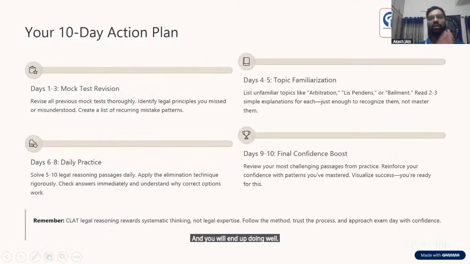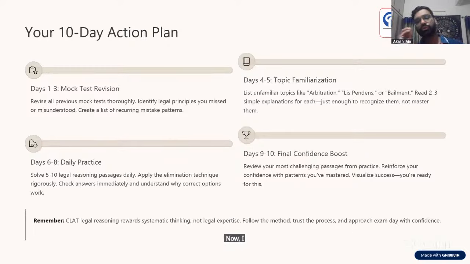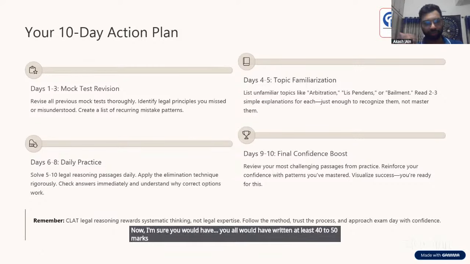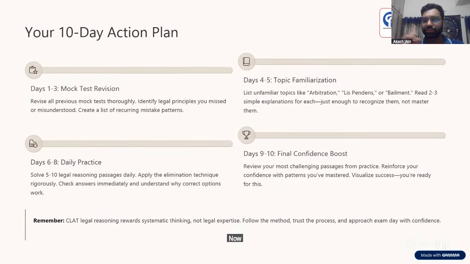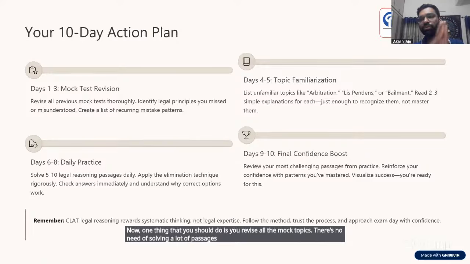All right. Now, the last part of the session: how should your 10-day plan look, or what you should do in the next 10 days to prepare for the legal reasoning section. Now, I'm sure you all would have written at least 40 to 50 mocks for CLAT. One thing that you should do is revise all the mock topics. There's no need of solving a lot of passages now. It's time that you gain a lot of knowledge.